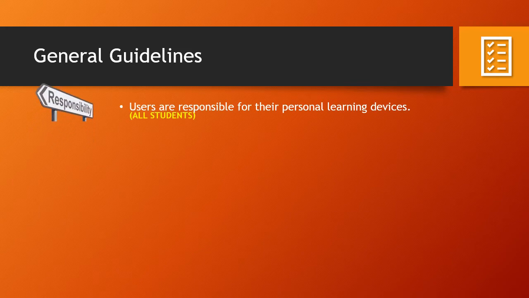The first one will talk about the general guidelines. Here are a few rules to take note of. The first one is that all users in Hillgrove are responsible for their personal learning devices. This applies to all students. The school will not be held liable for any damage, theft, or loss of their device. In a case of loss or theft of devices, you must make a police report and report the matter to the school.